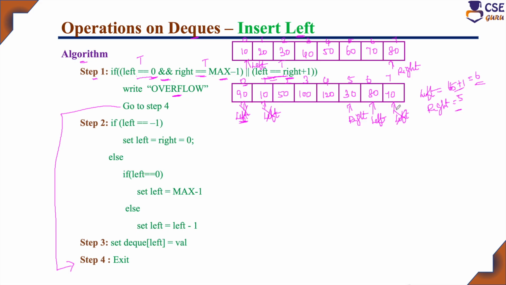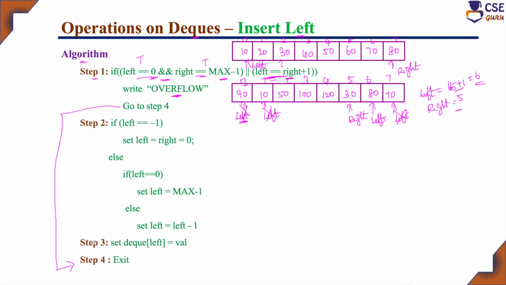So there are two conditions to check whether the Deque data structure is full or not. One is left is 0 and right is max minus 1, both conditions. Another one is left is equal to right plus 1. In this case also, if this condition is true, you have to write overflow state and go to step 4 and exit. New insertion is not possible because the Deque data structure is completely full. Whatever memory locations you have allocated, all have elements placed in them.